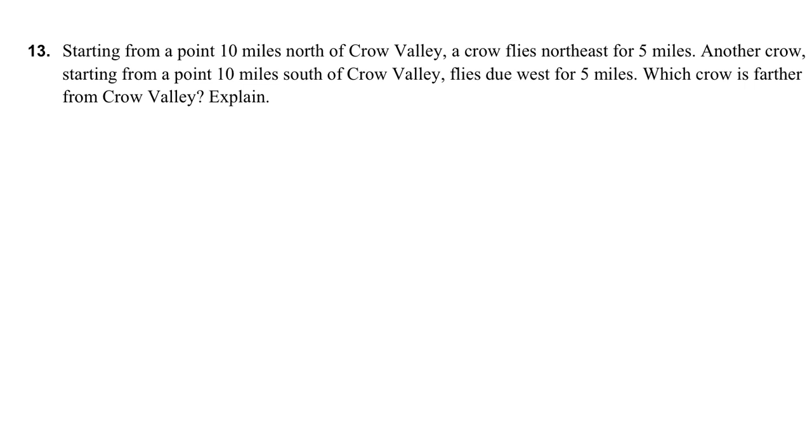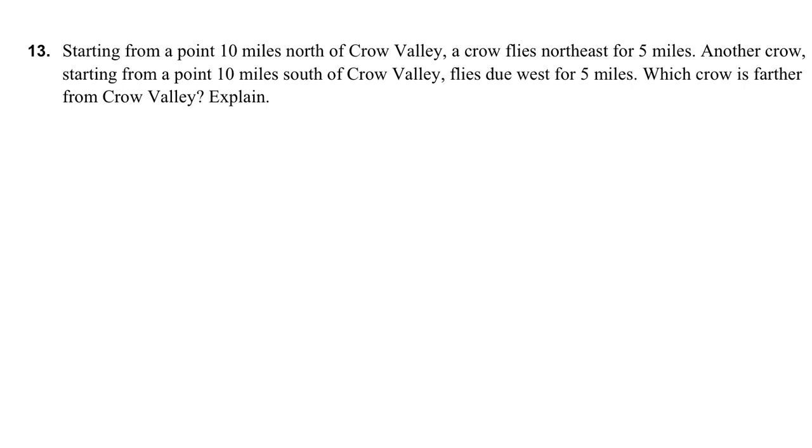Starting from a point 10 miles north of Crow Valley, a crow flies northeast for 5 miles. Another crow, starting from a point 10 miles south of Crow Valley, flies due west for 5 miles. Which crow is farther from Crow Valley? Okay, let's stop here for a second.